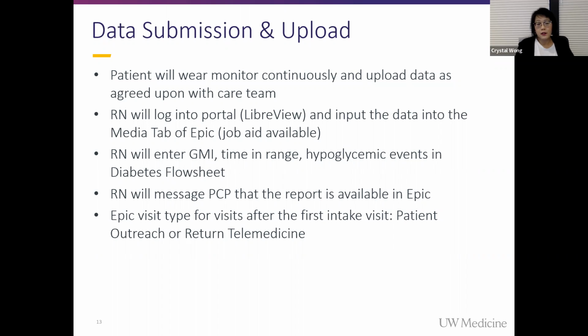Once there's data available, the RN or RD will message the PCP. They actually have a standard dot phrase they will use that summarizes the key metrics, so you can just read it in the note when you're quickly going through your in-basket. And then it'll also have the link to the PDF scan of the AGP report. And if you also access the flow sheet, you can see the trend of the data.